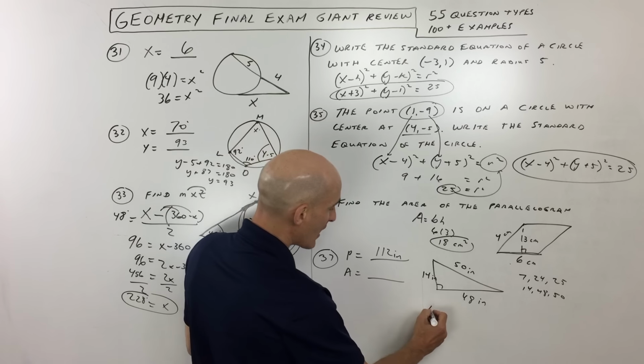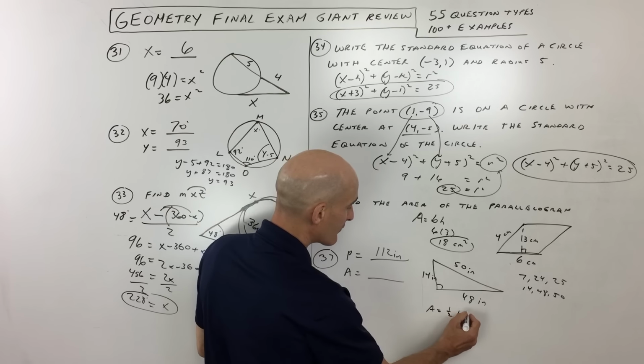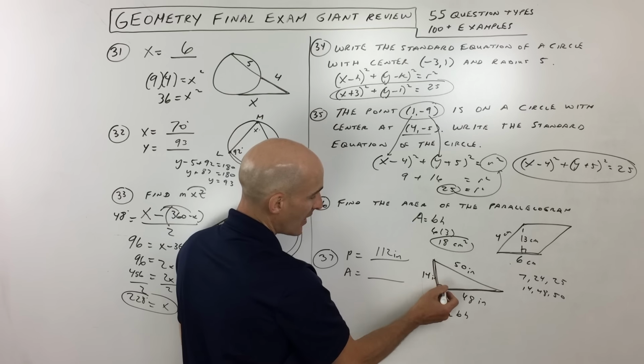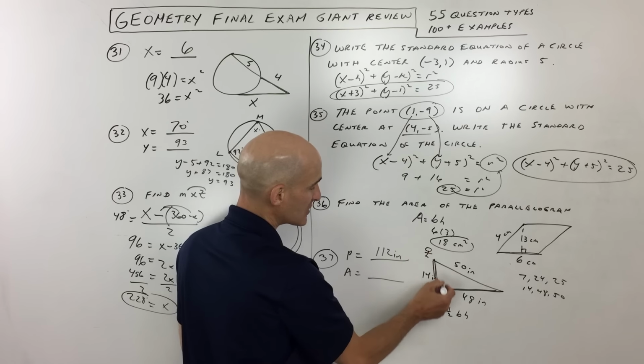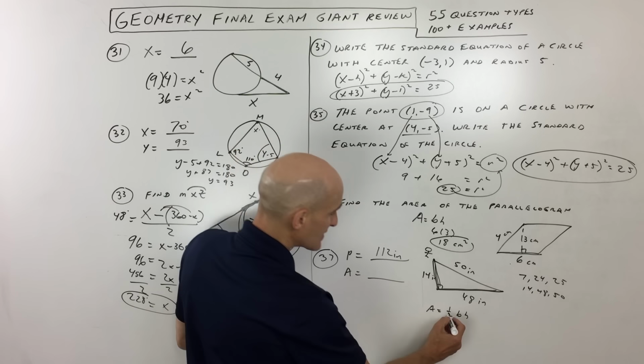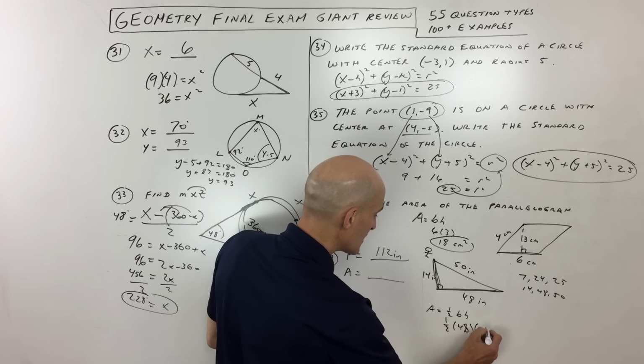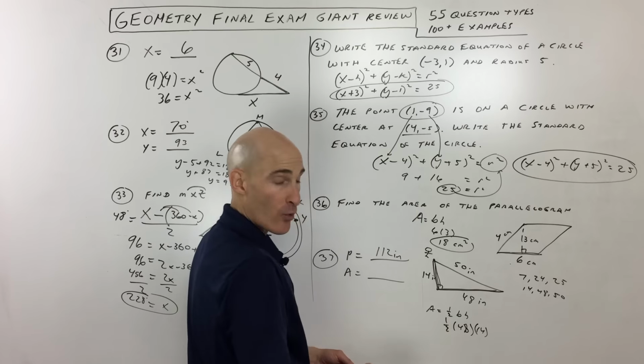And then the area of a triangle, remember it's 1/2 base times height. This is the base, that's the bottom, what it sits on. That's the height, that's how tall it is. A triangle is like a mountain, right? So you measure straight down. So that's going to be 1/2 times 48 times 14. Now you can multiply these in any order.